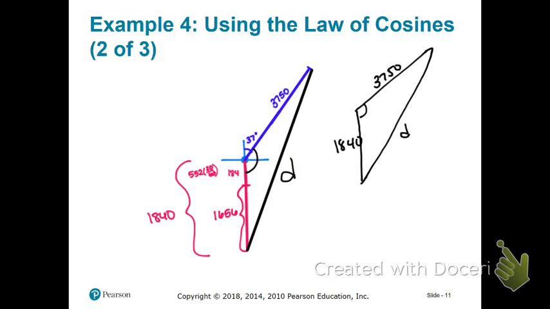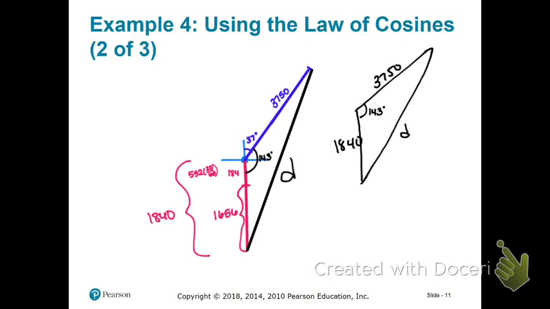Well, we know a straight line has how many degrees? 180, right? And so if I subtract out that 37, that tells me this angle right there, which I guess is not so little, is 143 degrees. So I know this angle then is 143 degrees.